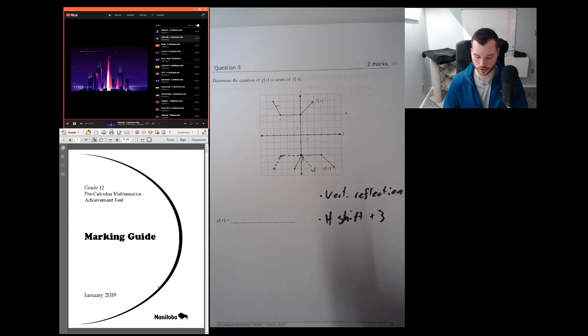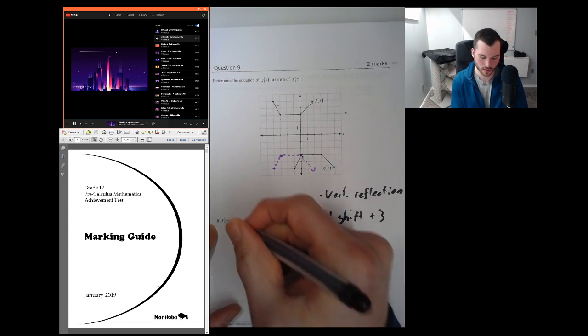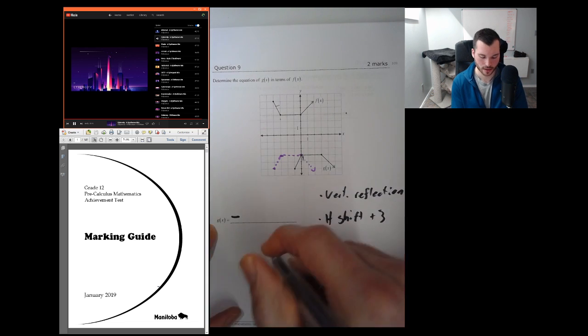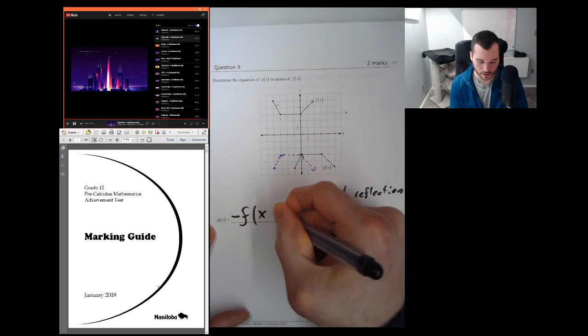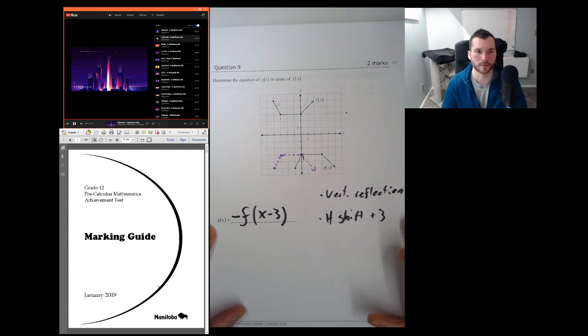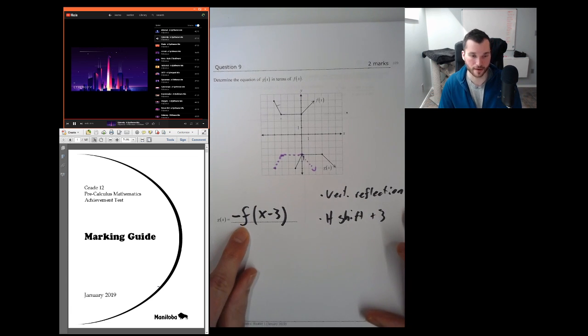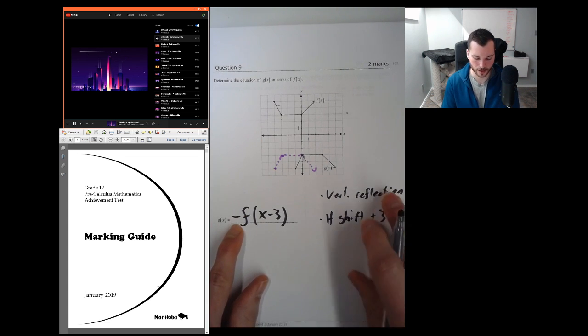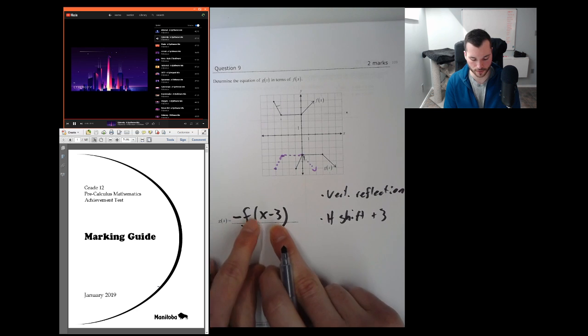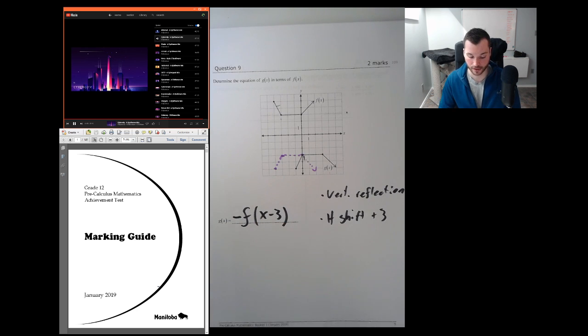G(x) is equal to a vertical reflection, negative f(x - 3). You've got to put f there because it says in terms of f(x). A vertical reflection goes outside the function notation, and we have a horizontal shift of plus 3, so we say minus 3 inside.